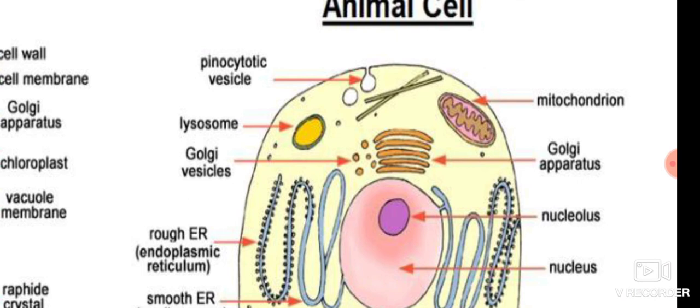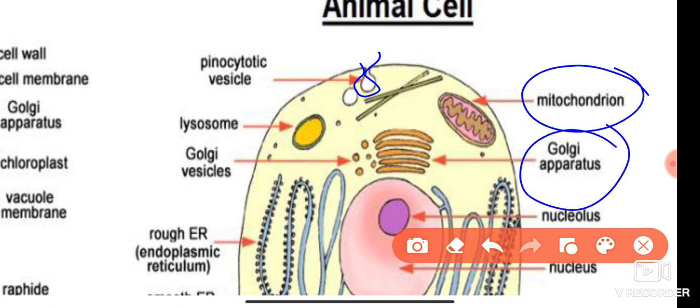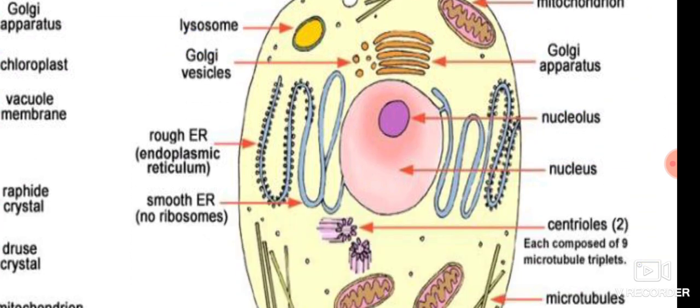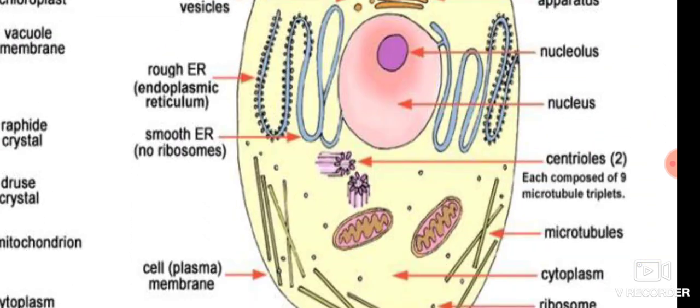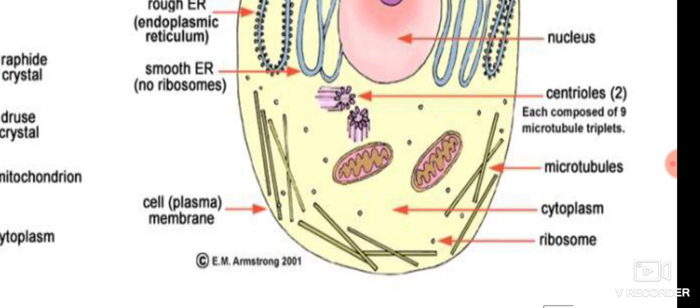Now we discuss the parts of the animal cell. Pinocytic vesicle, looking like a pin, helps liquid or other material enter the cell. Mitochondria, Golgi bodies, Golgi vesicles, lysosomes, nucleolus, nucleus, SER, RER, centrioles. Centrioles are the organelle which is not present in the plant cell, and plastids or chloroplasts are the organelles which are not present in the animal cell. Microtubules, cytoplasm, ribosomes, and cell membrane or plasma membrane.